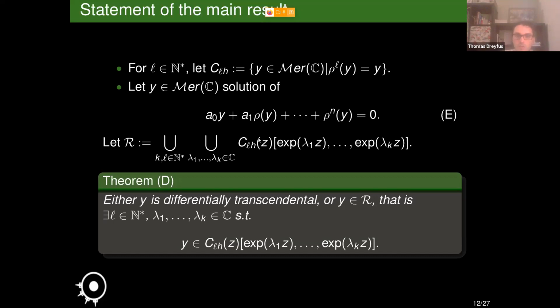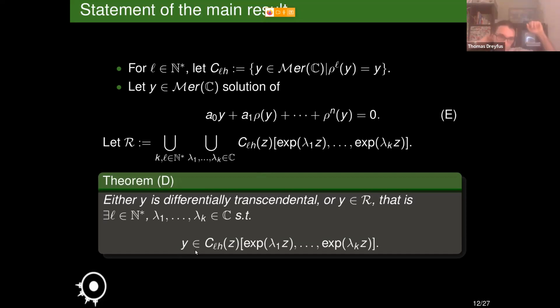So you consider a polynomial having coefficients that are rational functions in Z with coefficients that are LH periodic for some L. And inside the bracket, you have some exponential. And the result is that either Y is differentially transcendental, or Y belongs to the small ring, that is, Y may be written with exponentials and LH periodic functions.